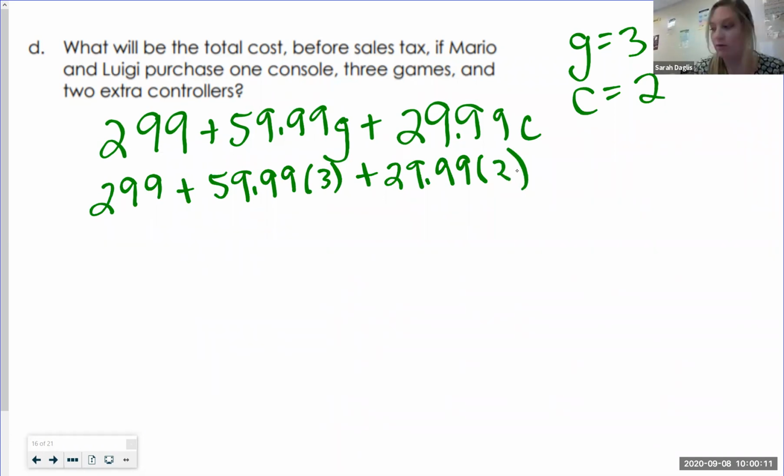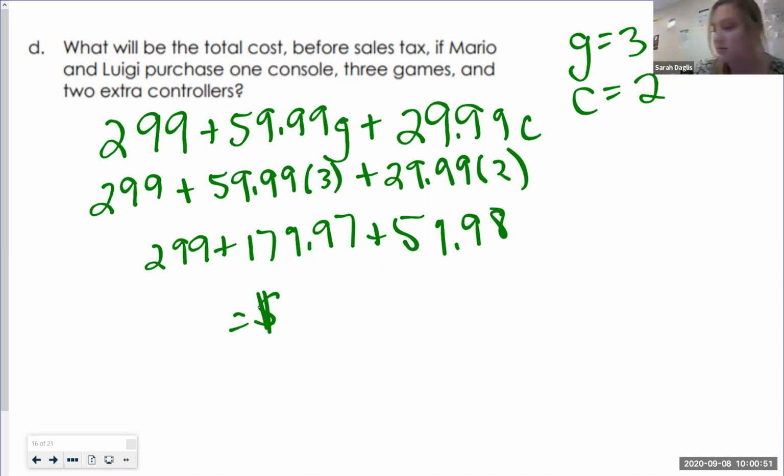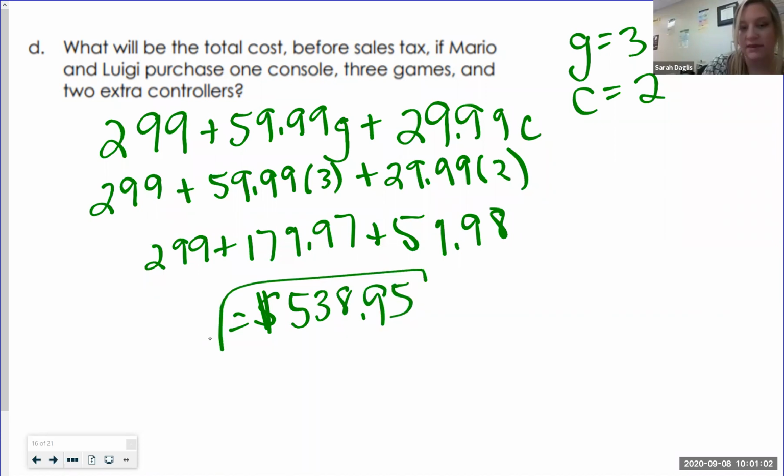Okay. Order of operations tells me to multiply first. So $2.99 stays. $59.99 times 3. We actually did that in the last example, so we know that's $179.97. Now we're going to do $29.99 times 2 for the extra controllers to give us $59.98. And then now I can add them all together. And when I add them all together, we're going to get a total amount of $538.95.